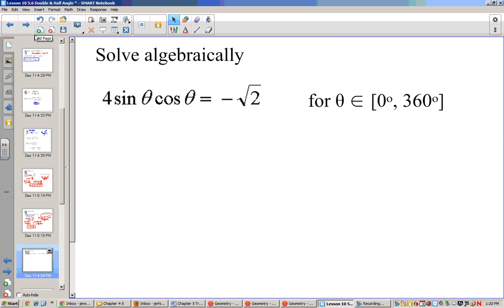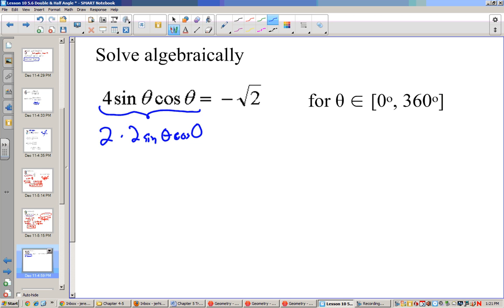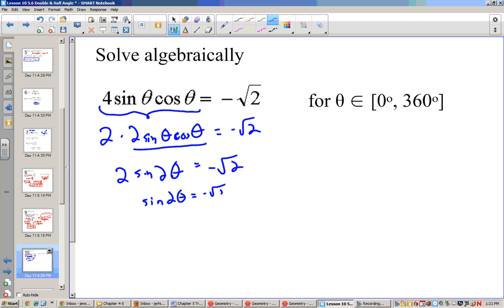All right, this one gets kind of tricky for people. You have to see where this exists on your paper. The problem is it doesn't exist exactly like that. It exists as 2 sine theta cosine theta. So we have to separate out 2 times that, which is 2 times the sine of 2 theta. So now what I have to do is divide both sides by 2, so sine of 2 theta is equal to negative root 2 over 2.